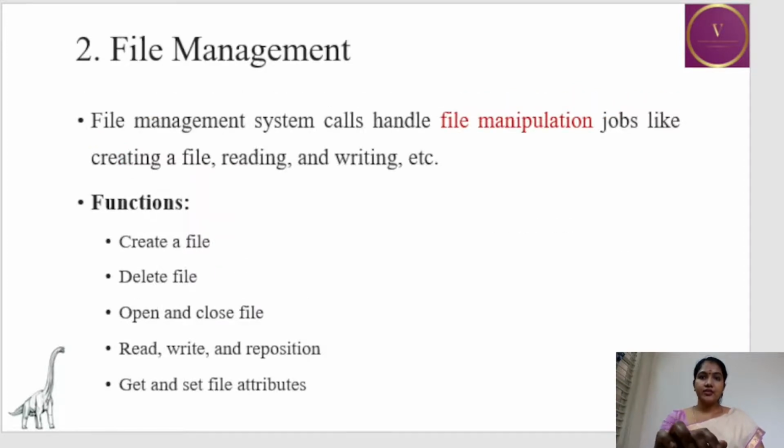Next, file management. In this file management system call handles file manipulation jobs like creating a file, reading and writing a file, etc. The following are the functions such as creating a file, delete a file, open and close the file, read, write and reposition. That is, you are copying some data from a file and writing it to another file, or you are just altering the content of the file, or you are doing get and set file attribute. That is, you are just changing the name of the file, or cutting the file from one location and pasting it into another location. So these are the file operations and the functions under file management.